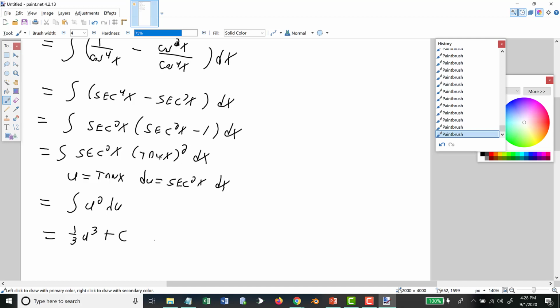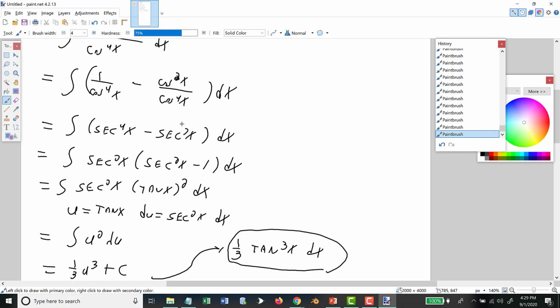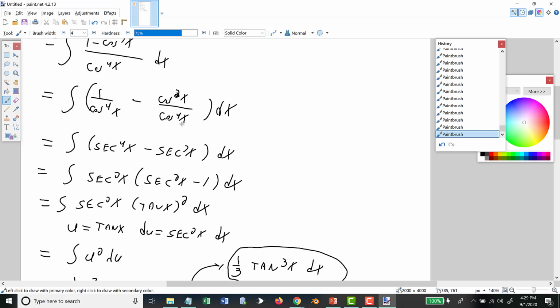And I don't think I'm doing this right, but it'll give us the correct answer. I'll plug my u back in. And that gives us this right here. The reason why I say I don't think I'm doing it right is because I think the instructions in the book are specifically to use cosines and sines. So I don't know, what do I do then?